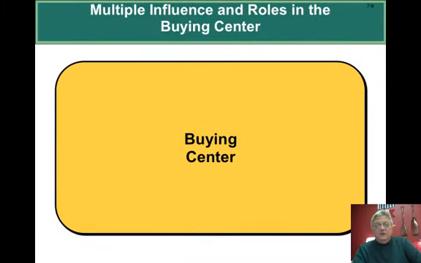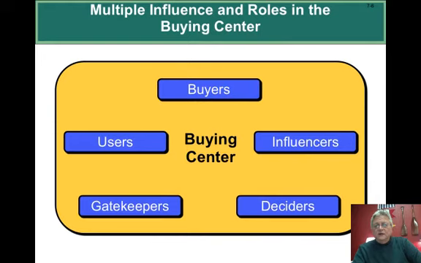This slide is very important, and this is really one big difference between purchasing by the final consumer and purchasing by organizational consumers, and that is the buying center. In a lot of cases, when you look at how products and services are purchased by organizational buyers, whether it's a manufacturing firm, a government entity, whatever, you often find a buying center comprised of multiple individuals.